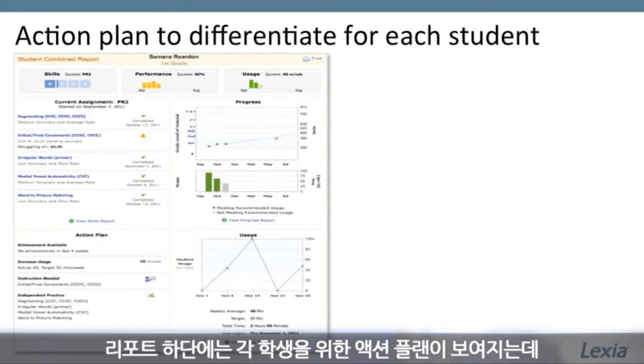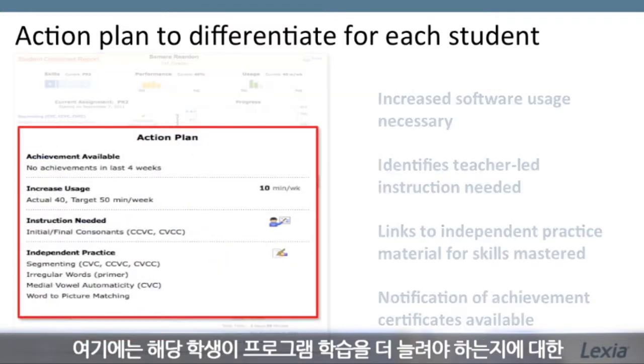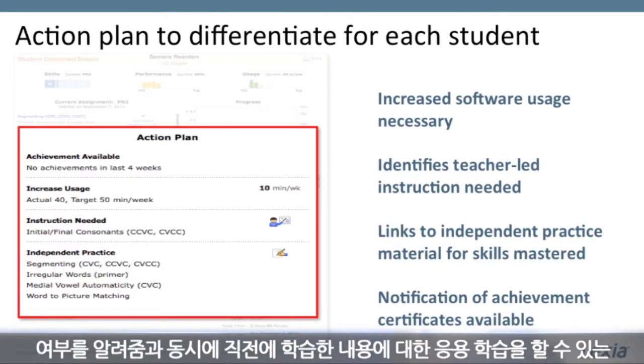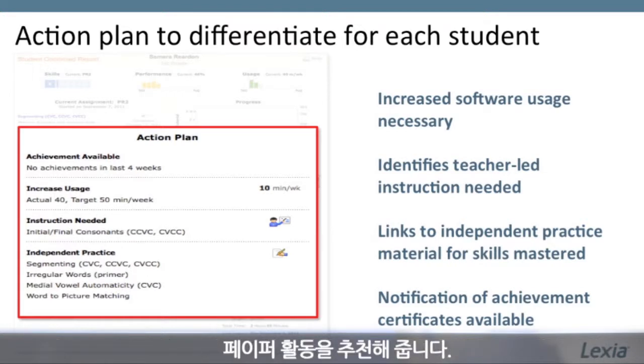At the bottom of the report is the Student Action Plan. This valuable report indicates whether the student needs to increase their software usage, provides links to the targeted instructional materials for the teacher or paraprofessional, and recommends paper and pencil activities to build automaticity in the skills the student has recently mastered.